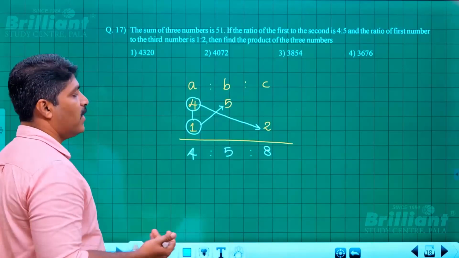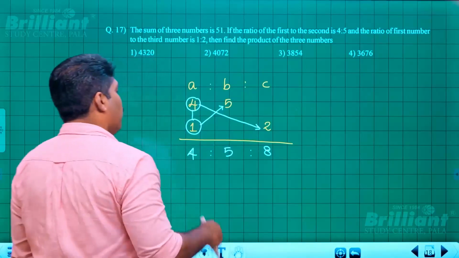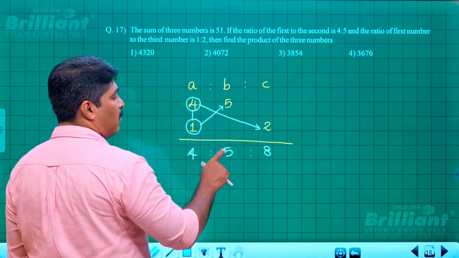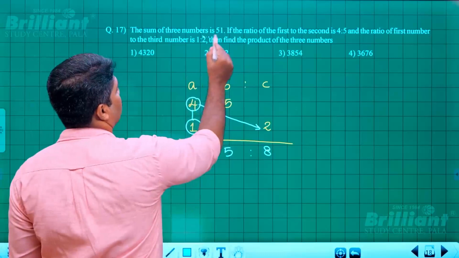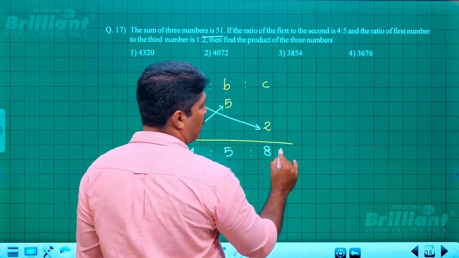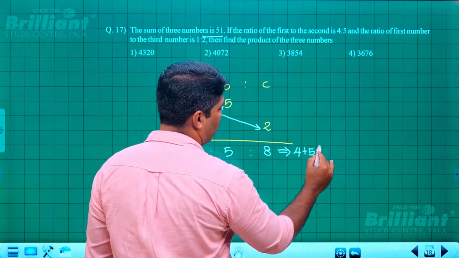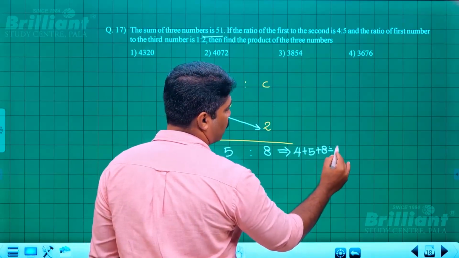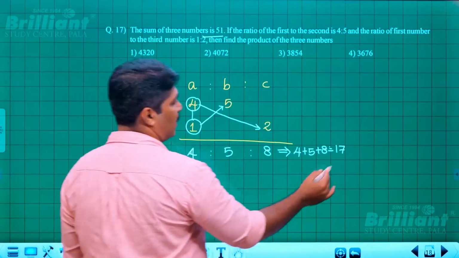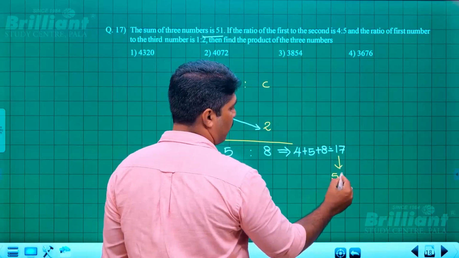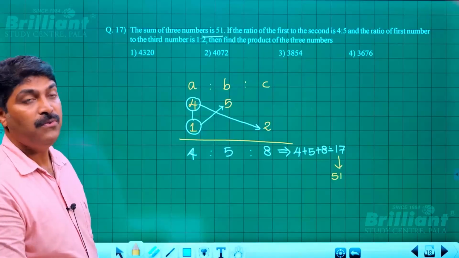So we just find out which are the numbers here. This 4 is representing how much, 5 is representing how much, 8 is representing how much. It is given that their sum is equal to 51. So simply think about the sum of these three ratio values, that is 4 plus 5 plus 8, so that's equal to 17. The sum is 51, so think about 17 into 3 will be equal to 51.